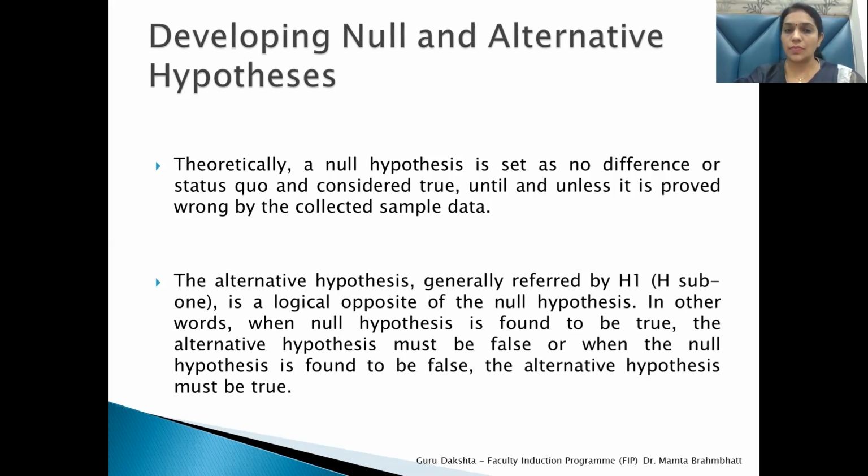Or when the null hypothesis is found to be false, the alternative hypothesis must be true. So the null hypothesis is always tested for possible rejection, and the alternative hypothesis is a researcher's claim. In earlier days in research, we used to write the null hypothesis, but now the new fashion is that researchers report their alternative hypothesis in the document.